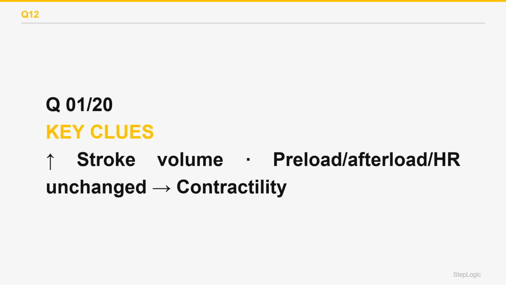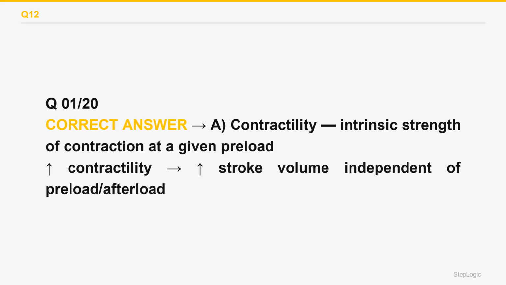acting on contractility. Contractility, or inotropy, is the intrinsic strength of ventricular contraction at any given preload, independent of how full the ventricle is. Increasing contractility shifts the entire Frank-Starling curve upward, ejecting more blood from the same end diastolic volume. The correct answer is A.